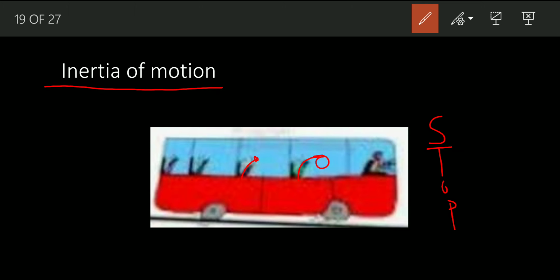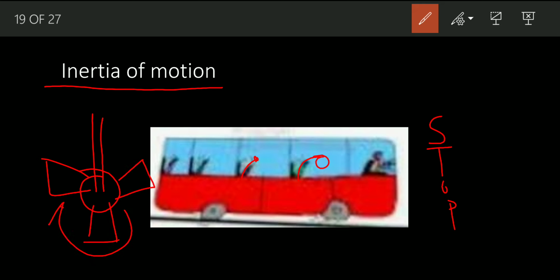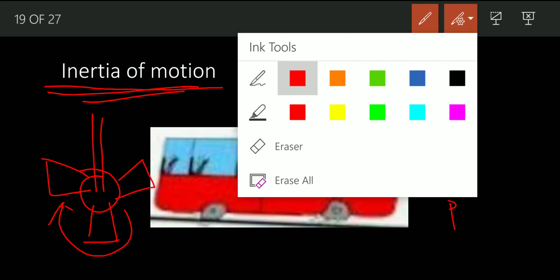One more example of this in our day-to-day life is our fan. In our home there is a fan. When we switch off the fan, it doesn't stop immediately. For some time it rotates and then it stops. So this is because of inertia of motion.